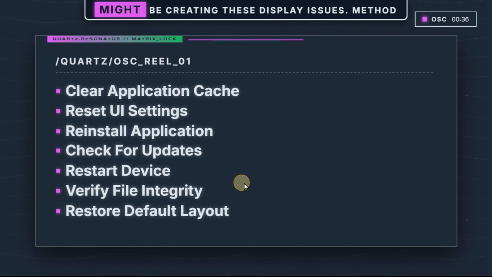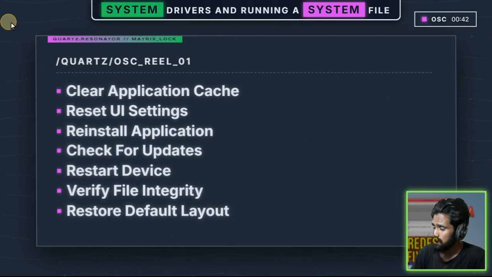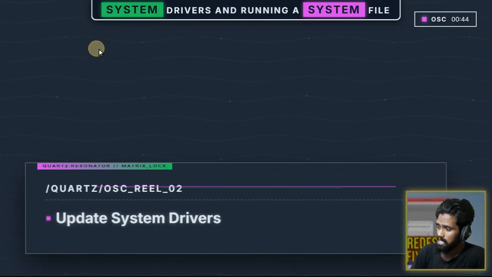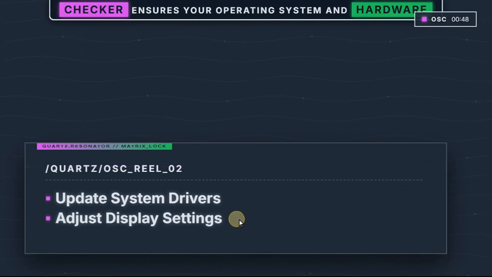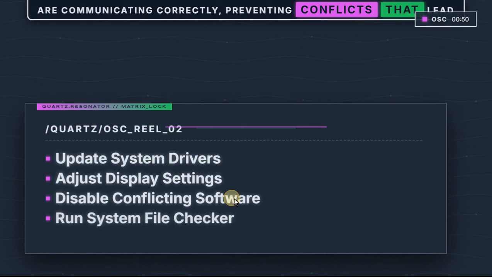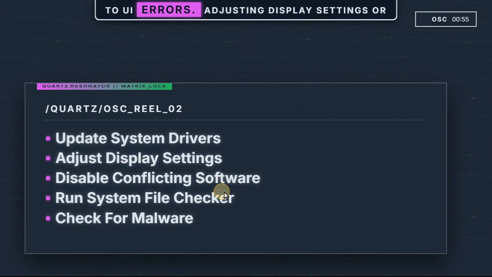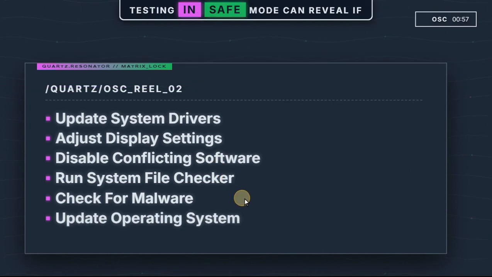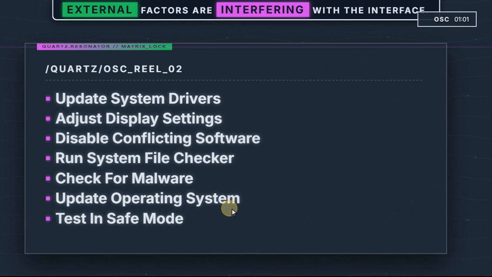Method 2 focuses on system-level integrity. Updating your system drivers and running a system file checker ensures your operating system and hardware are communicating correctly, preventing conflicts that lead to UI errors. Adjusting display settings or testing in safe mode can reveal if external factors are interfering with the interface.